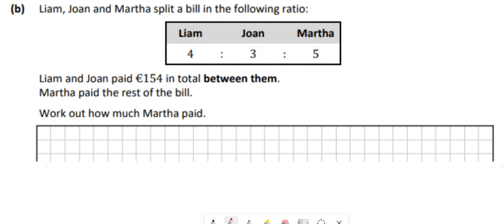So Liam had 4 over, like altogether there's 12, because 4 plus 3 plus 5 is 12. So Liam had 4 over 3. Sorry, 4 over 12. Joan had 3 over 12, 3/12 of it, and Martha had 5/12.